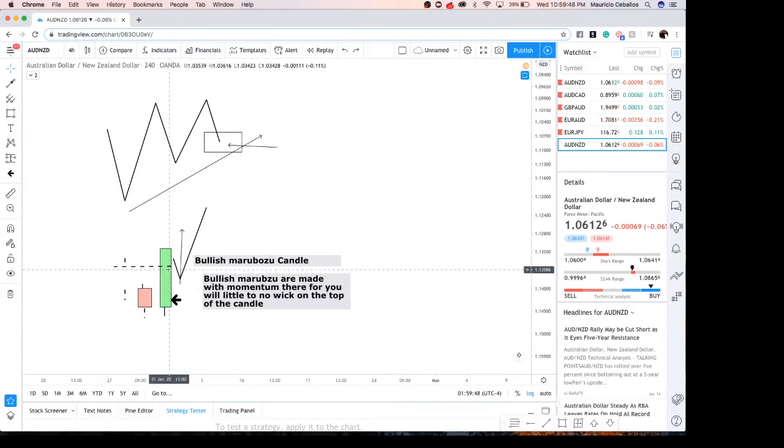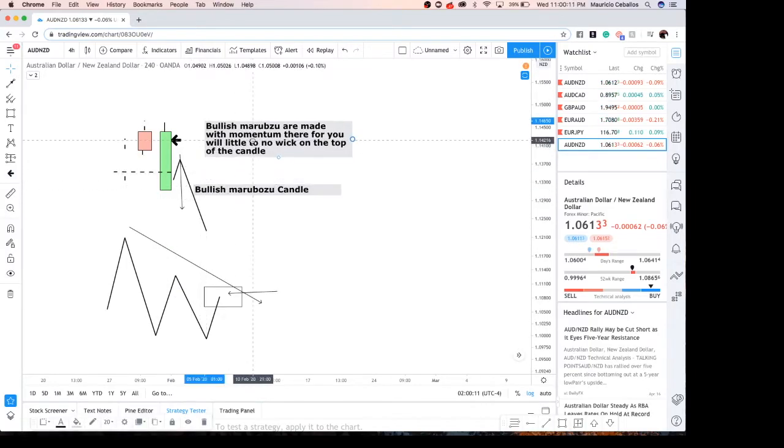So again, this right here is a bullish Mariposa candle. Bullish Mariposa candles show you that it's full momentum. Therefore, it will have little to no wick at the top, meaning there's a lot of shift of momentum and a lot of buying pressure, and therefore, more than likely, we'll see a continuation in the market. It gives you certainty and the confidence to maintain a trade.